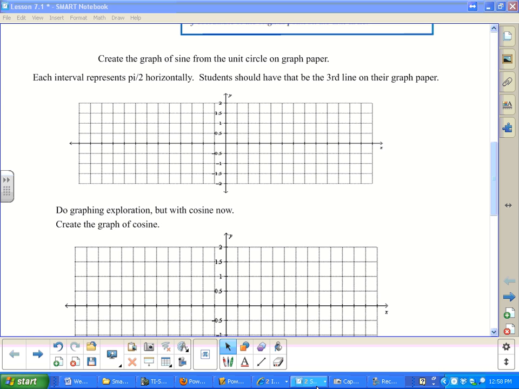Just go to 2. What's the max value for sine? Max is 1, so basically we're just going above the max. Okay, some of you are making it bigger than necessary, but that's all right.